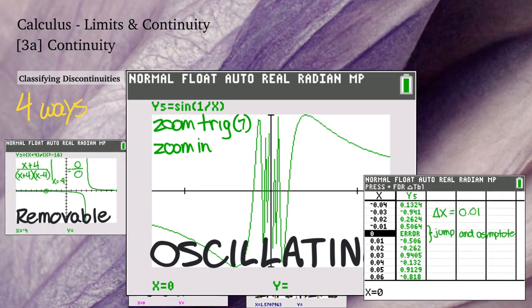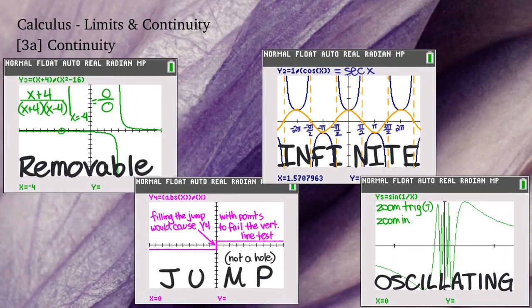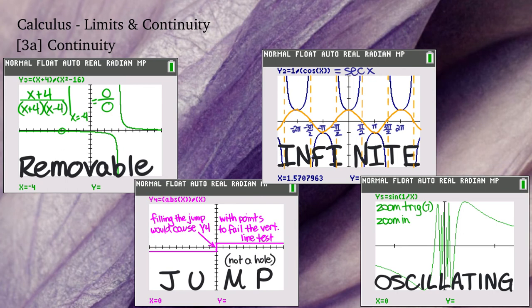That's it for discontinuities. In the derivatives unit, you'll learn 4 ways that a function fails to be differentiable. One of those ways is having one of these 4 discontinuities.